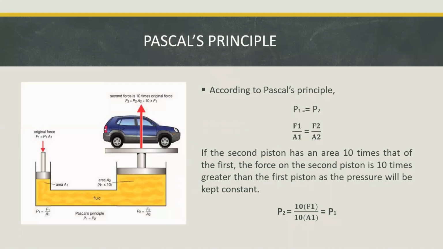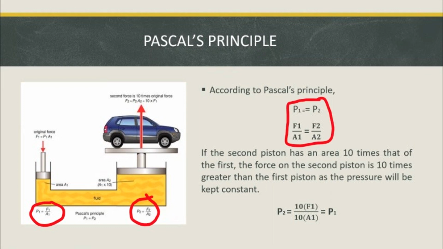So let's look at the diagram on the left. According to Pascal's principle, in an enclosed fluid, the pressure applied will be transmitted equally to every part of the fluid. Therefore, the pressure at piston 1 will be equal to the pressure at piston 2, and we can define that the force applied at piston 1 divided by the area of piston 1 is equal to the force applied at piston 2 divided by the area of piston 2.